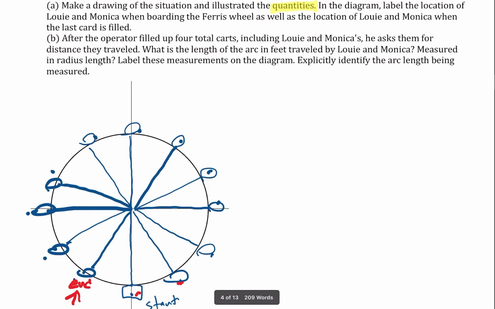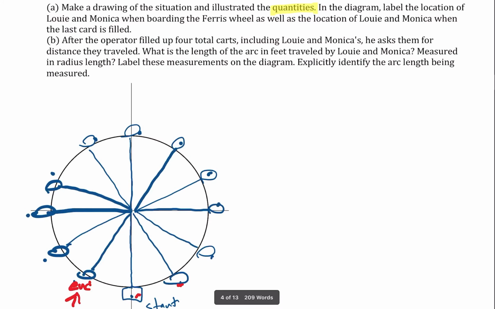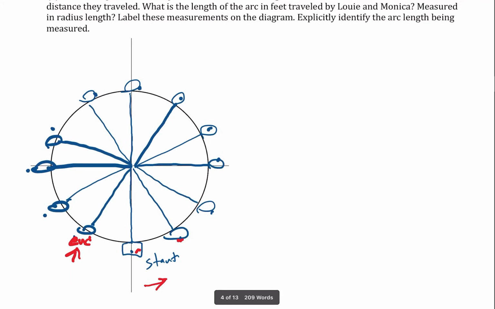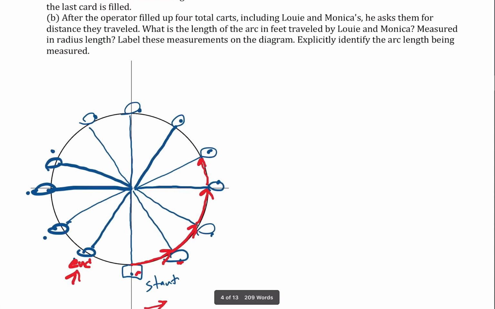And what is the quantity? Label the location, and that's the quantity. The quantity, how far they traveled, is what we need to measure: the arc length. Right, the arc length, like this. And it also tells us that the radius is 35 feet, so this length is 35 feet everywhere.